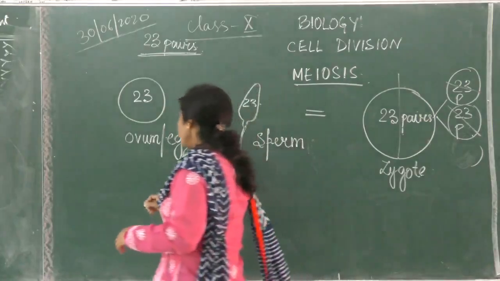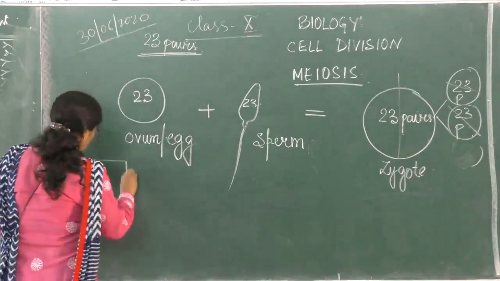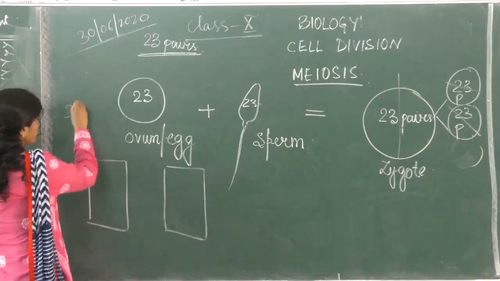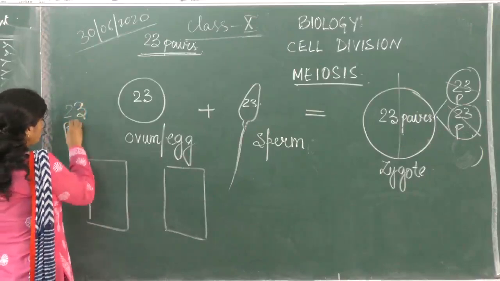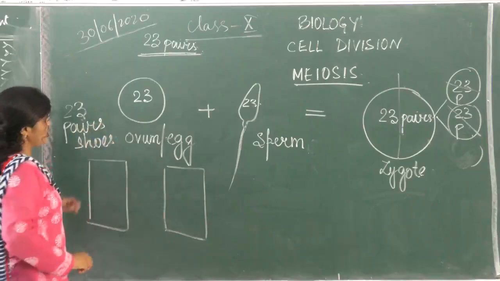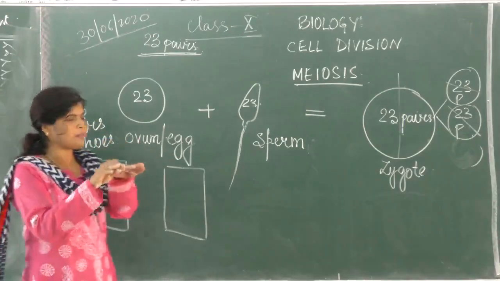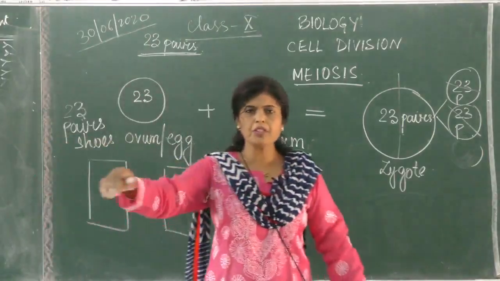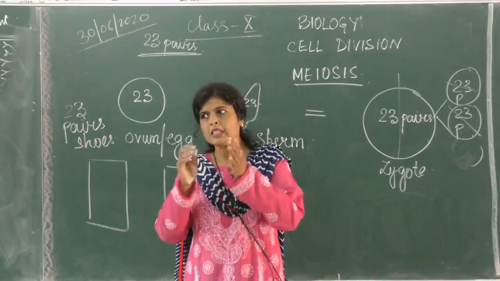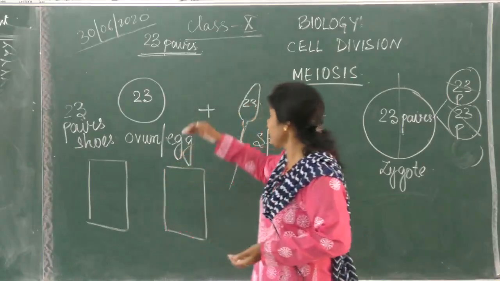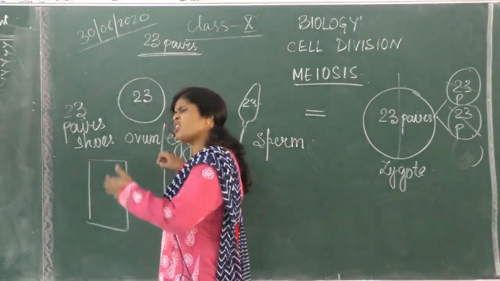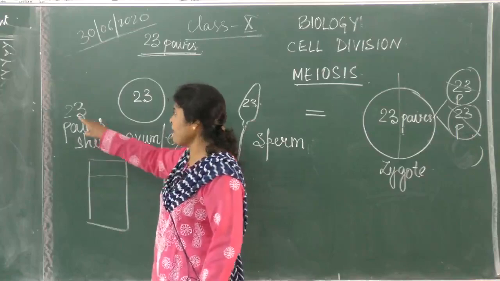Now what you do? You take two small shoe racks. Suppose you have 23 pairs of shoes. Is it clear? So if you count the number of shoes, it will come to 46. Okay. Now, how can I compare a gamete with a shoe rack? Is it clear? Now take two shoe racks. How many pairs do you have?